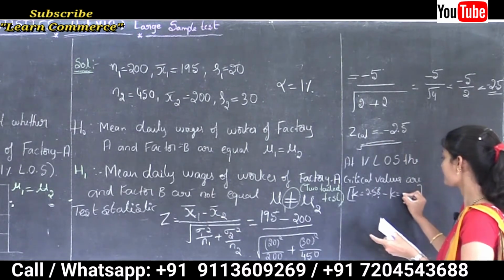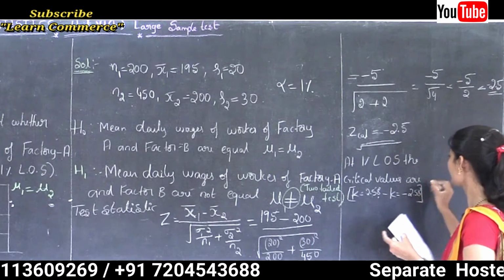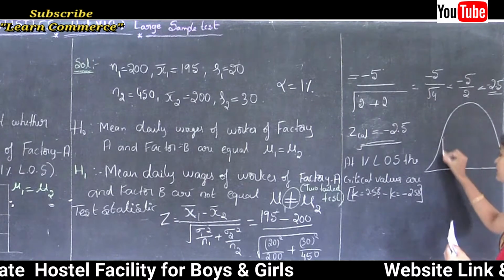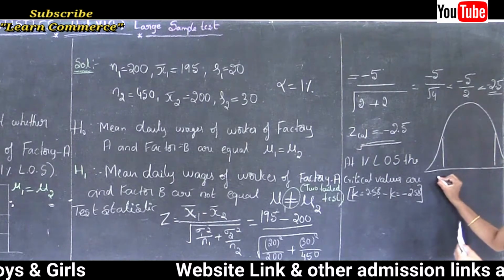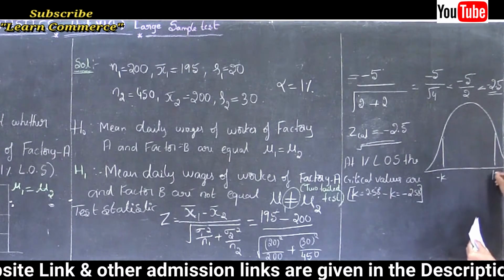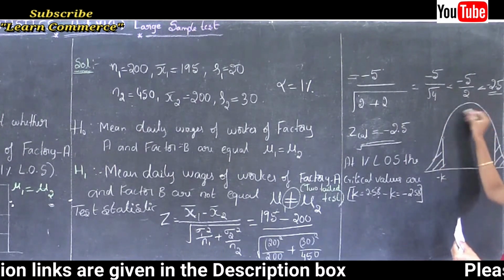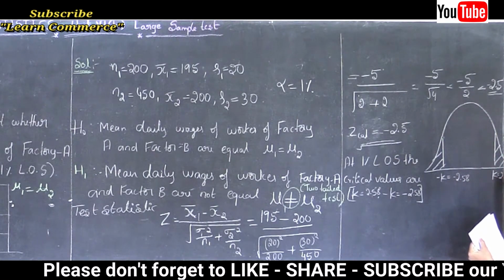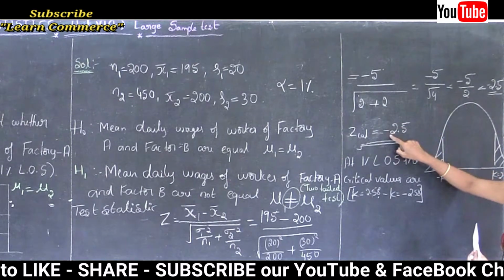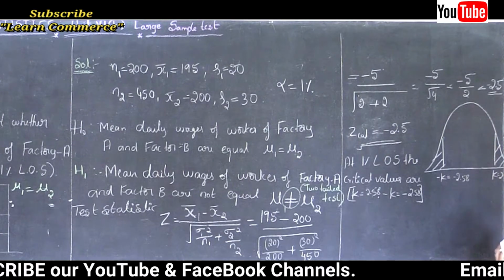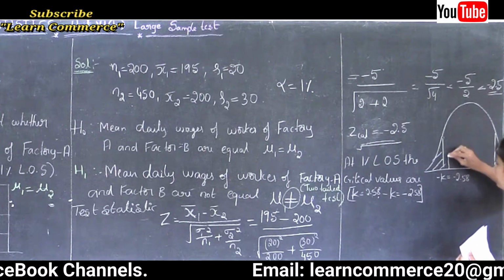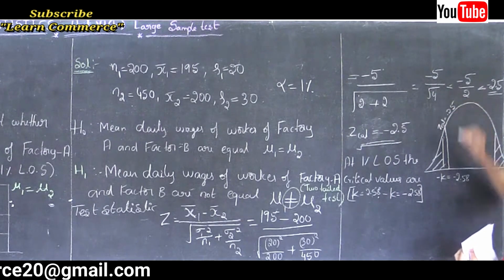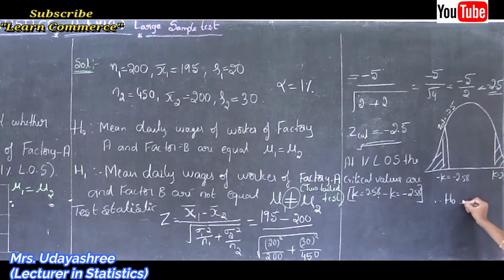2.58 and minus 2.58. In a two-tailed test, the rejection region is located at both sides of the probability curve. So here it is minus k and here it is plus k. These are the rejection regions, and this is the acceptance region. So here minus k is minus 2.58 and plus k is 2.58, and the calculated value is minus 2.5. So minus 2.5 lies in the acceptance region. Therefore, H naught is accepted.